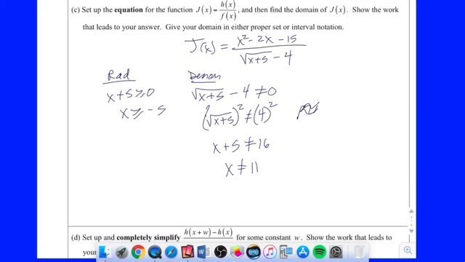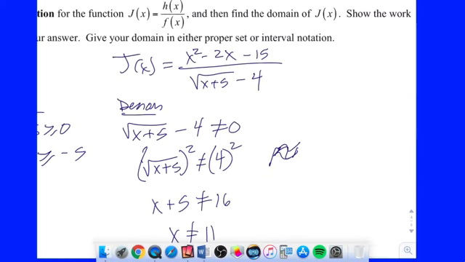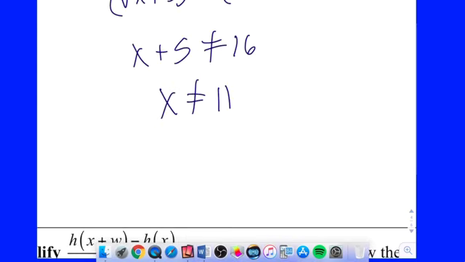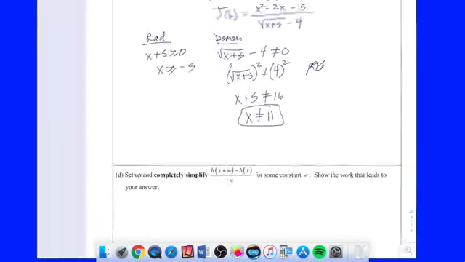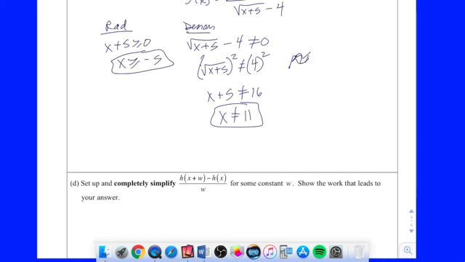All right, you try it out. We're saying 11 causes 0. 11 plus 5 is 16. The square root of 16 is 4. And 4 minus 4 is 0. So it is not extraneous. It does cause a 0, and it is greater than negative 5.